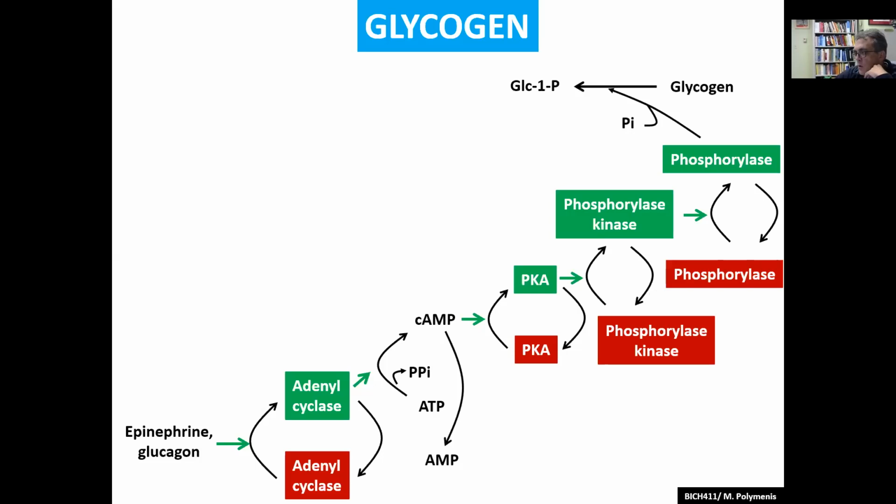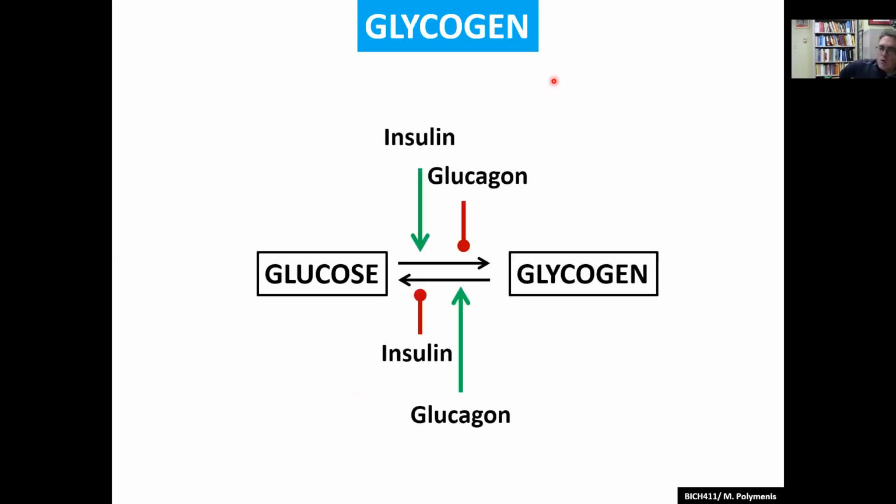So eventually, if you have epinephrine and glucagon, phosphorylase will be activated, and glycogen will be broken down. And through phosphorylases, you're going to get glucose 1-phosphate. And the overall outcome now is this, that whatever insulin does, glucagon and epinephrine do it exactly in the opposite way. So you may ask, who wins here, right?